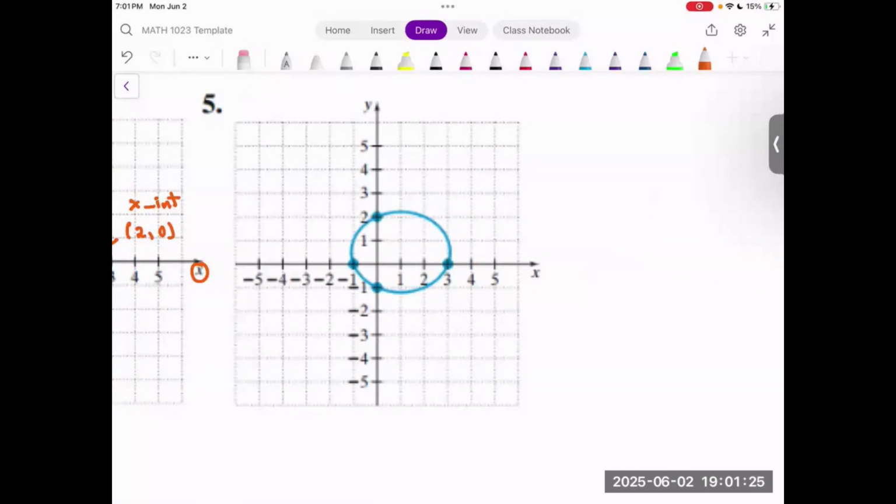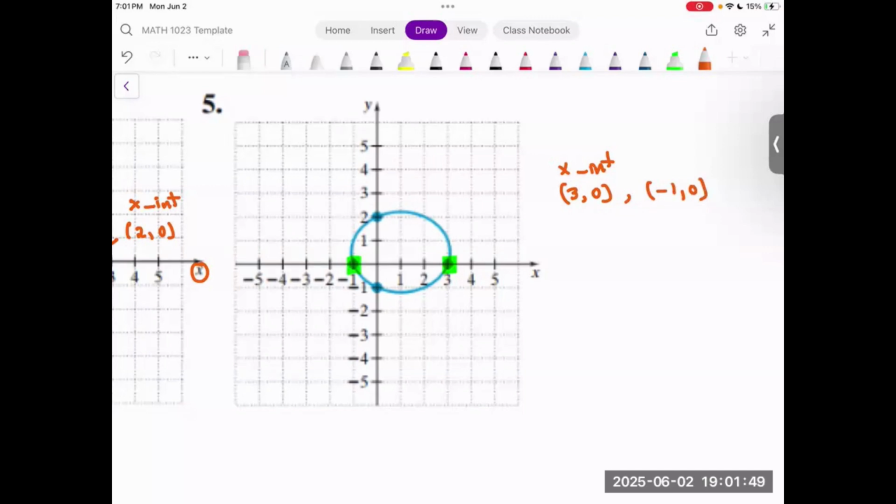Since there are so many, let's label the x-intercepts first. What are the coordinates of the x-intercepts here? So the two x-intercepts, they are this one and this one, right? They are on the x-axis. So if I want to write them down, they are (3, 0), that's 1 point. The other point is (-1, 0), correct?